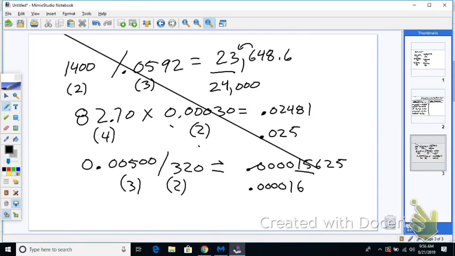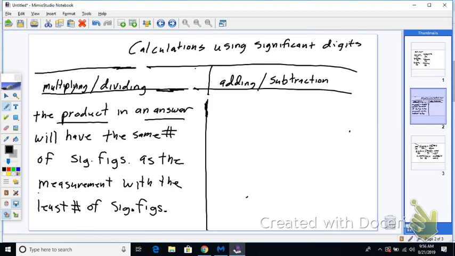Okay? So then, real quick, we're going to look at the other side. The other side doesn't need maybe as much of an explanation, but the other side looks at accuracy of the measurement. It doesn't necessarily count significant digits, but it looks at the accuracy of the measurement. So I'm going to go ahead and write down the statement associated with this rule for adding and subtraction.